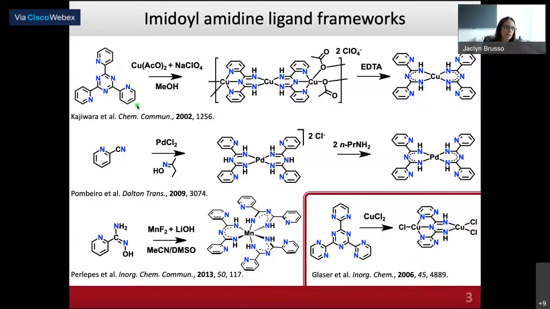And so once we start looking at what was in the literature, it became a little bit more clear why imidoyl amidines hadn't been studied to much of an extent. That's the one similarity that all of these reports have: the ligand framework is generated in situ. And so that limits the control of the reaction conditions and the metal salts that can be used. So we looked at this as an opportunity: if we can isolate the ligand framework, then we could really explore its potential as a ligand in coordination chemistry.